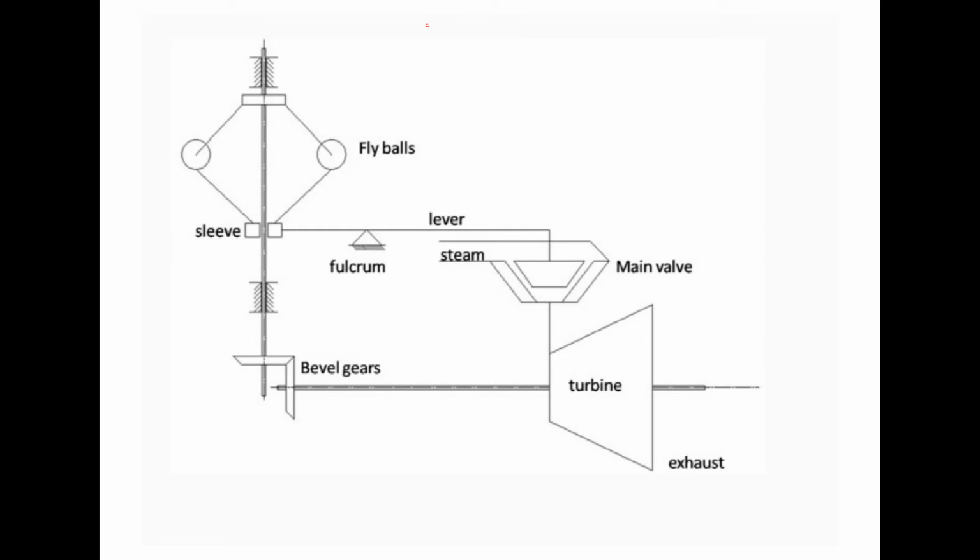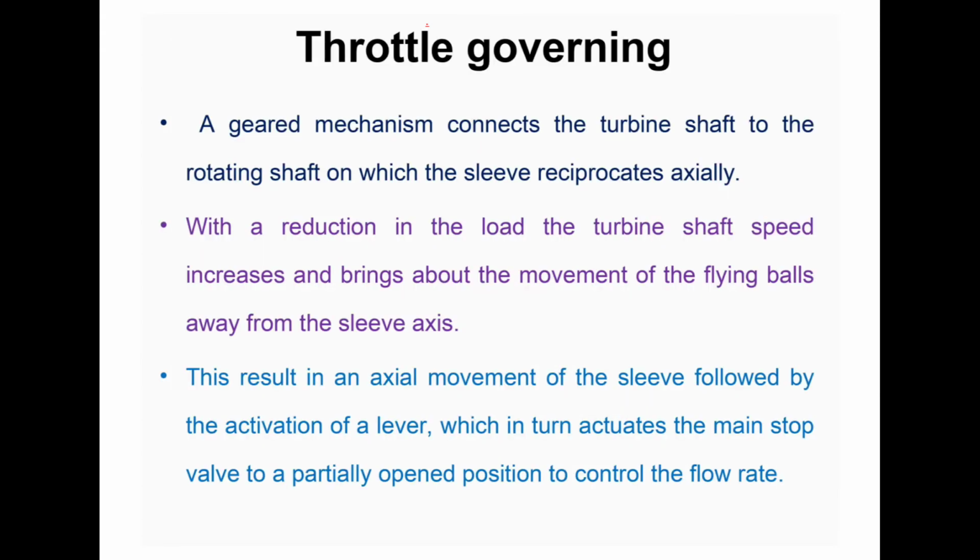Likewise, if there is a reduction of speed of the rotary shaft, it also leads to inward movement of the fly ball, which means the steam supply will be increased by opening the entrance of the nozzle, and then the excess amount of steam enters the turbine to maintain the constant speed of the turbine rotary shaft. This is the way the throttling governing system works.